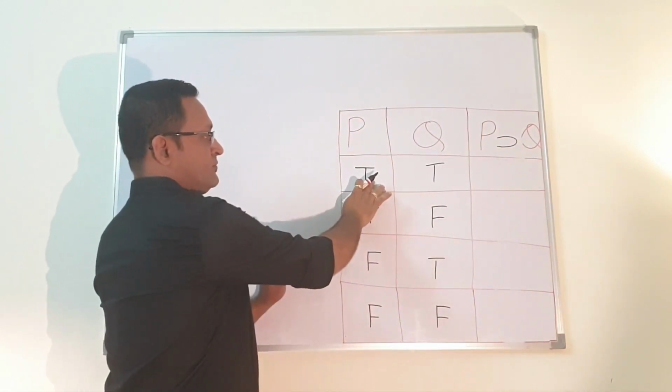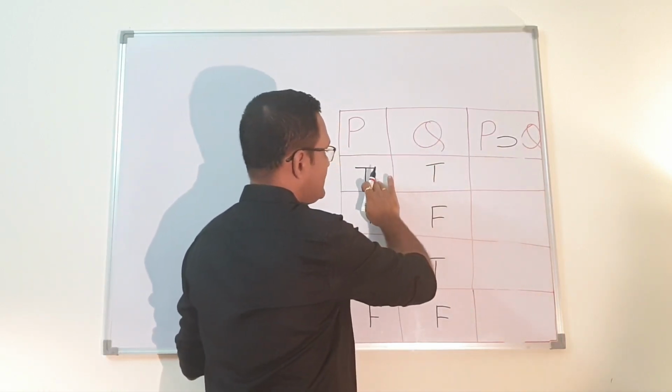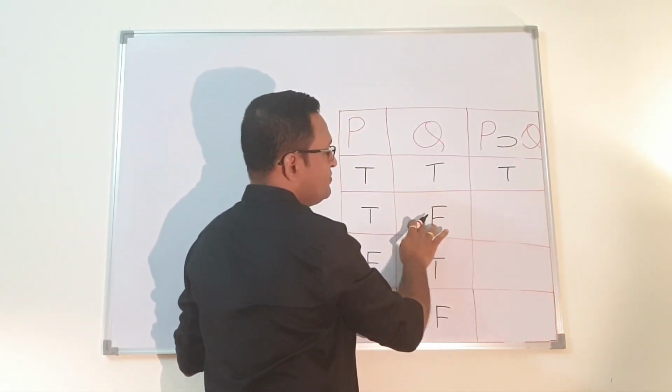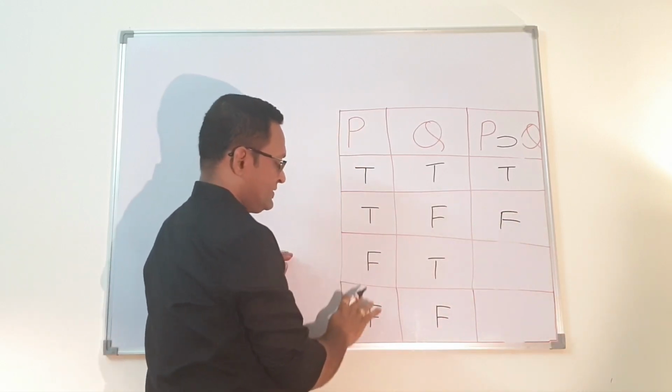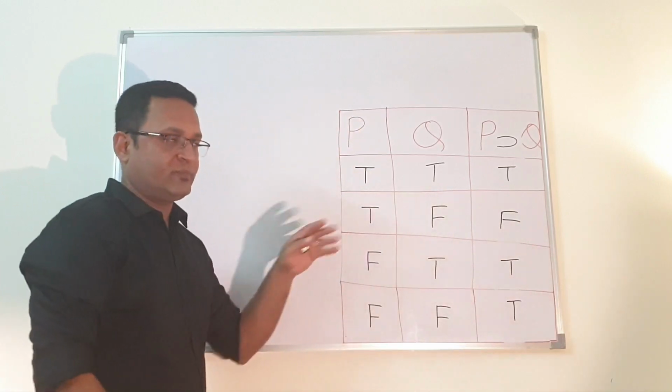Now if P is true and Q is true, say if P then Q, then Q is true. This is the statement, so it is true. If P is true but Q is false, then it is false. If P is false, this answer is going to be true. Now this is the truth table.